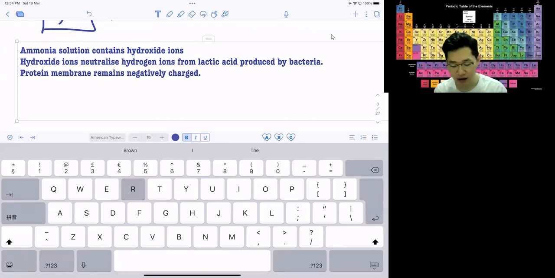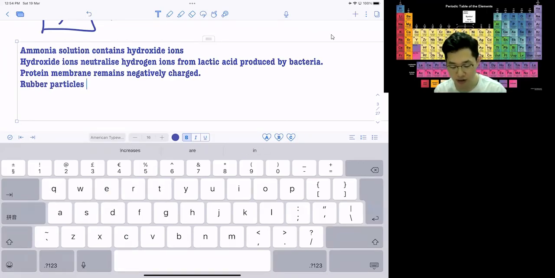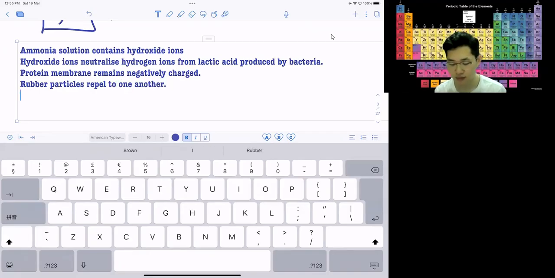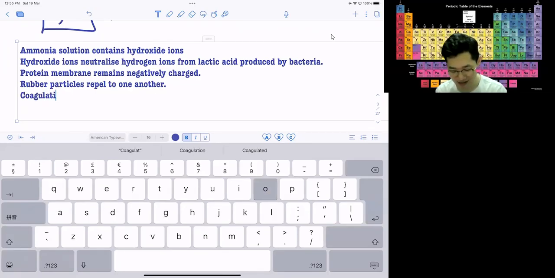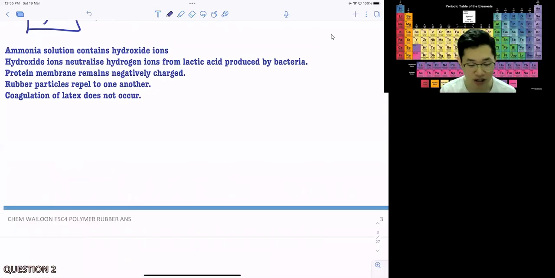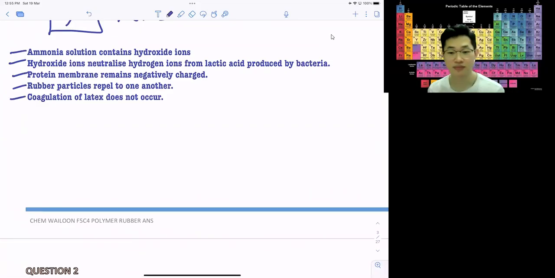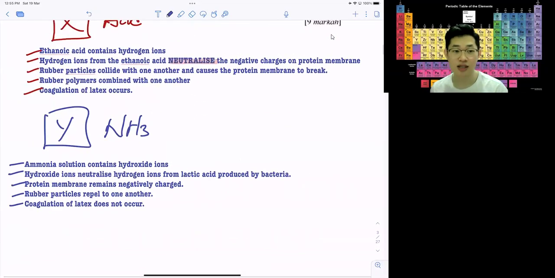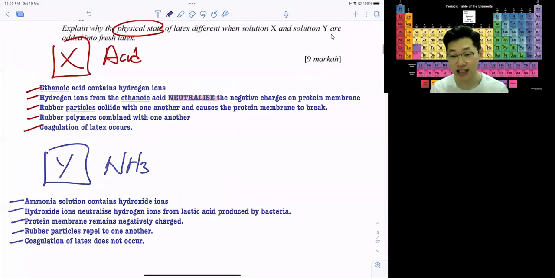So what happens? The rubber particles repel one another. So coagulation of latex does not occur. 5 points: 1, 2, 3, 4, 5. So you must prepare this. Tomorrow, if it comes out as an essay like this, 9 marks. You clap first, then you write the answer, and you get 9 marks ready.